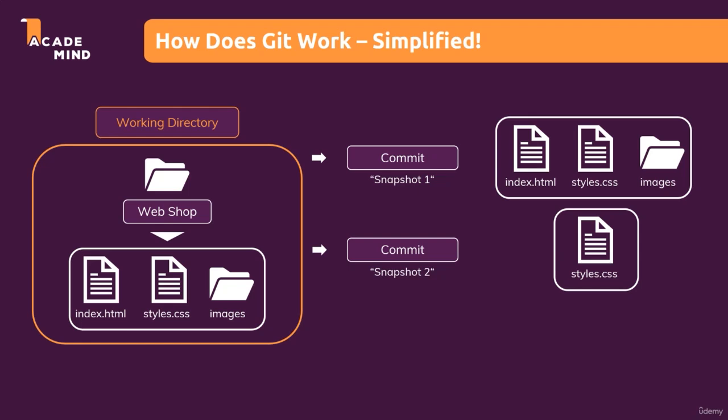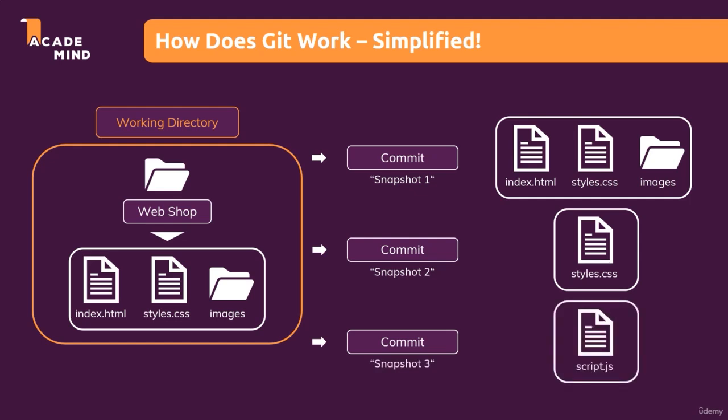Continuing with this logic, we could also say that we added another file to this project as another commit, snapshot3, and this could be a script.js file, a JavaScript file being added to this project. So this is the first core logic behind Git. We turn a simple project folder into a working directory, which means the files which are part of this folder are managed by Git. And we are then able to create different commits, different snapshots to track all changes made throughout the different stages our project goes through.